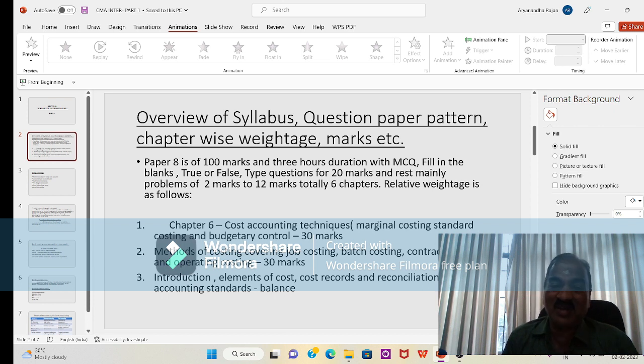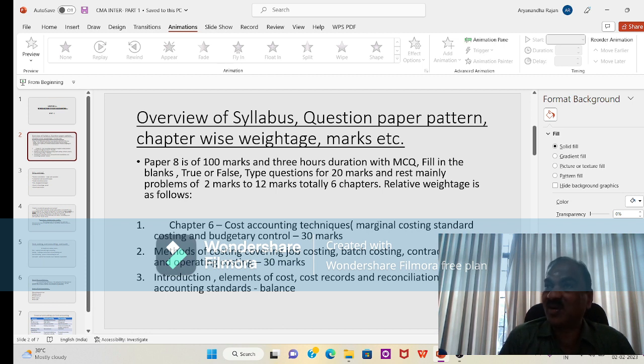So, paper 8, as you are aware, covers 100 marks paper, 3 hours duration, and MCQ type question is there, that is multiple choice question. Fill in the blanks are there, true or false questions are there, and these type of questions cover 20 marks only. Rest are problem purpose, and problems also will range from 2 marks to 12 marks.